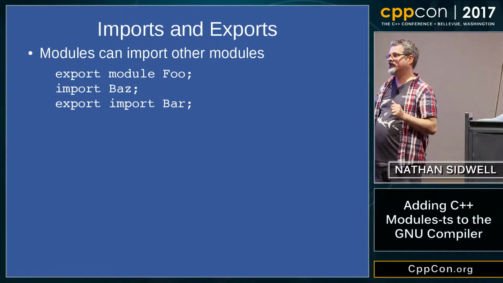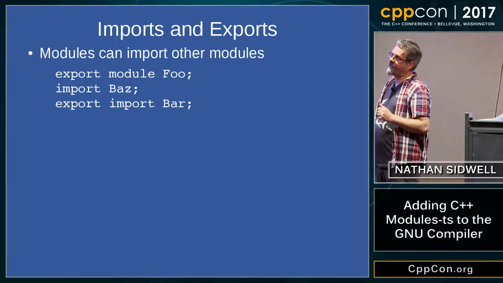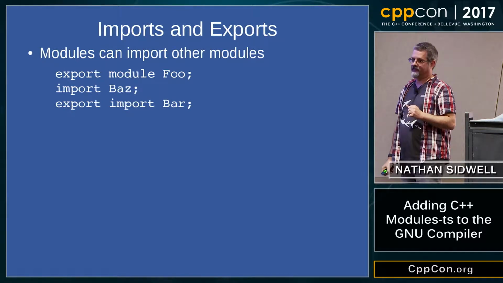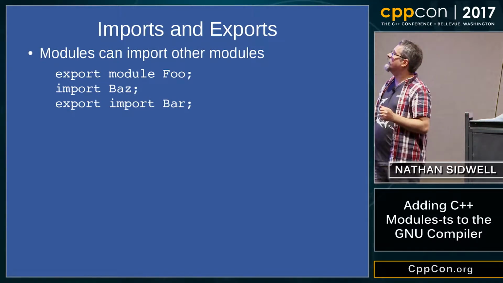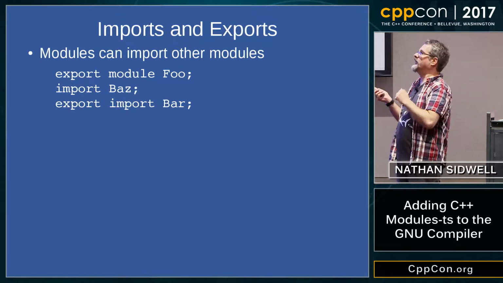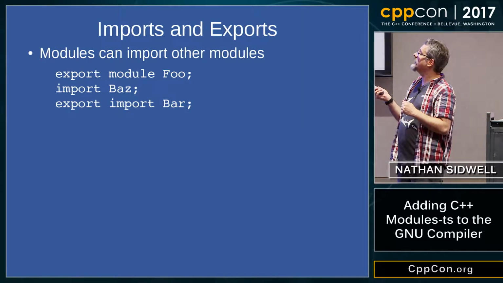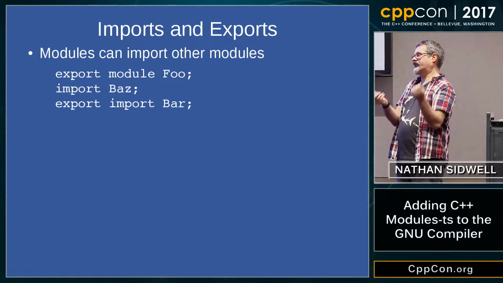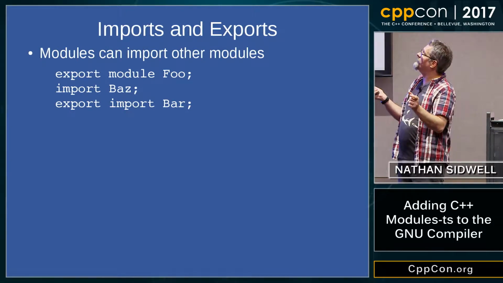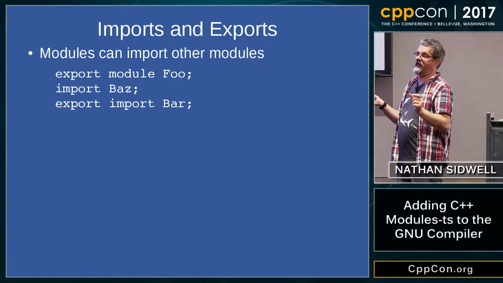And Alistair's got a question. Is that exporting the dependency on bar, or is it exporting the contents of bar? It's making the contents of bar visible. So the question is, is this just naming a dependency? It's not. It's making the contents of bar visible to importers of foo. So they'll just say import foo, and see the contents of bar, as if they themselves had said import bar directly.